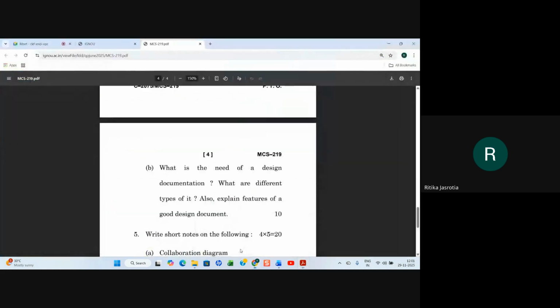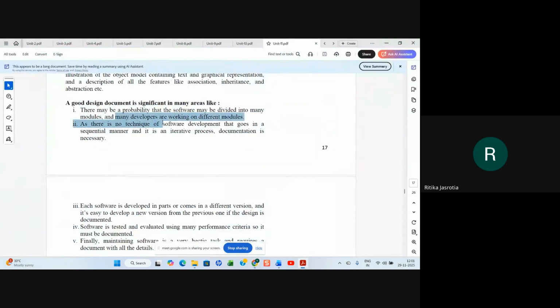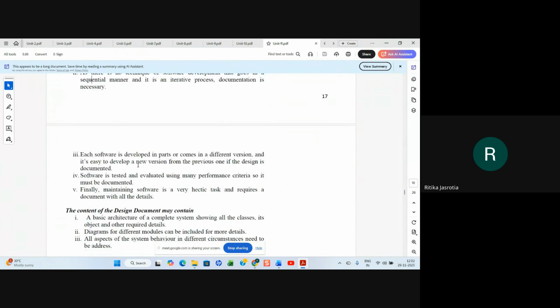The need for a design document is this: suppose there are many developers, or many modules. If one of the developers leaves, and you are not documenting, it is a problem. If you have a design document, the new person who joins can understand what is there, right? All the things are not sequential, they are iterative, with repetition. So if the documentation is there, you may understand what all things are going on. So this is why it is there.